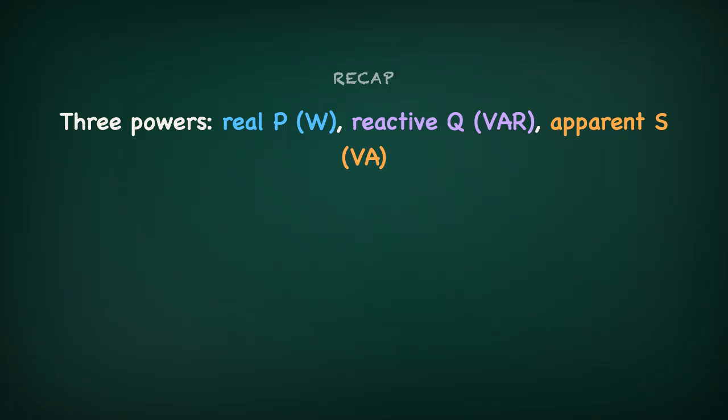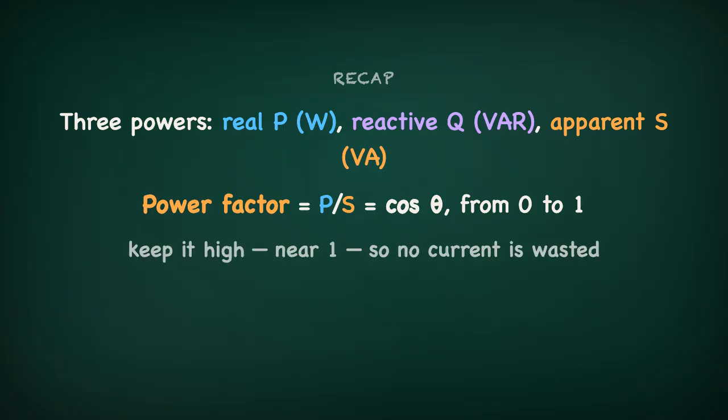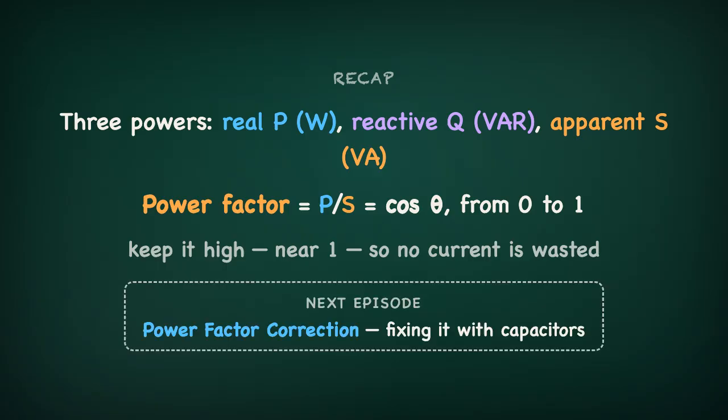Let's recap. AC has three powers: real P in watts, reactive Q in VAR, and apparent S in VA on the power triangle. Power factor is P over S, which equals cosine theta, running from 0 to 1. Keep it high, close to 1, so the source isn't wasting current moving power that does no work.